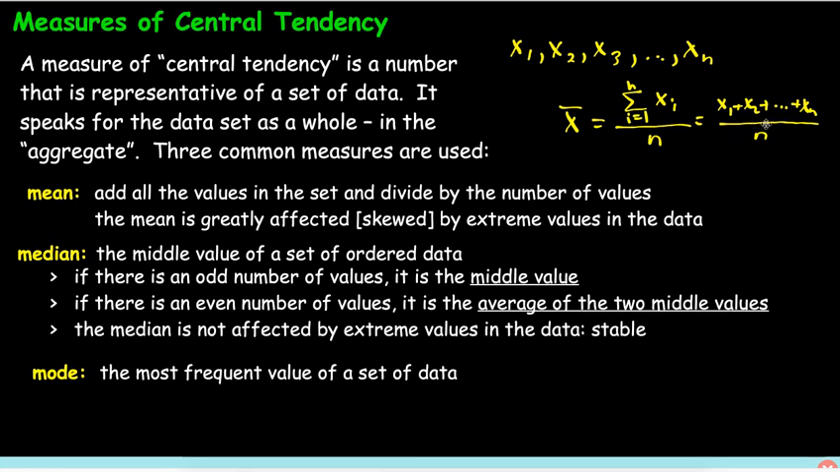And mean is a value that can be skewed by extremely large or small values. So we call this a non-resistant measure of center, or a non-stable measure.